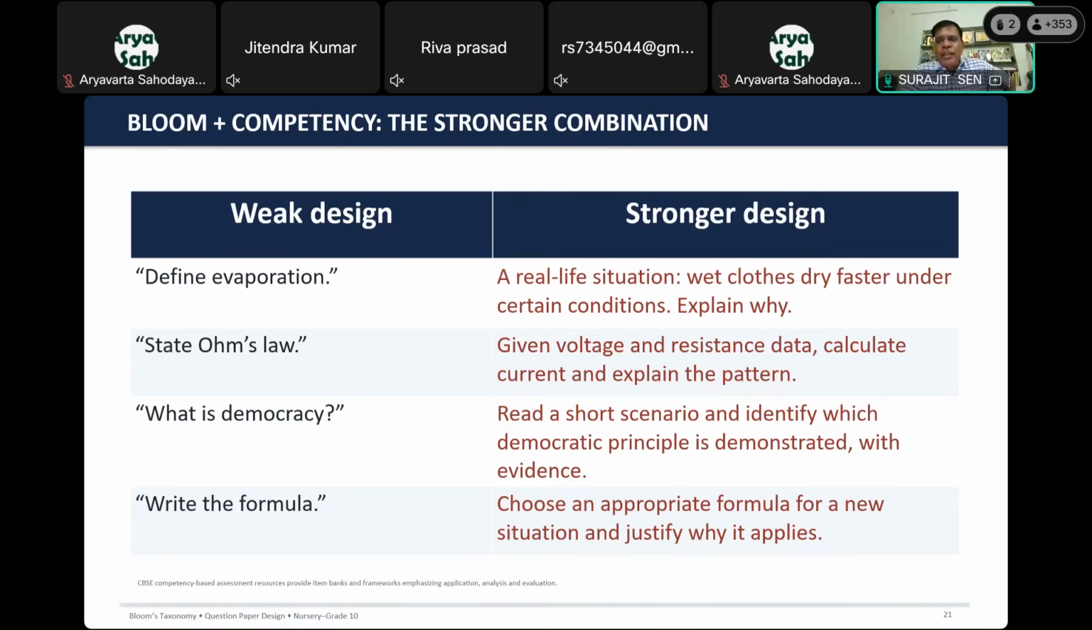State Ohm's law. Instead, given voltage and resistance data, calculate how much current, and we will talk about Ohm's law. What is democracy? Instead, read a short scenario and identify what is given. Write a formula, choose appropriate formula for a new situation. So like this, we can make better questions instead of directly asking these questions, which are nothing but just show the rote learning quality of the student. Okay. From the design, the question paper should be made.